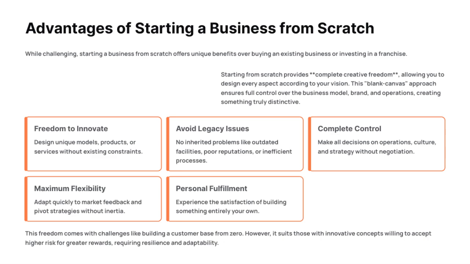You have the freedom to design unique models, products, or services without being constrained by existing frameworks. This complete creative freedom allows you to craft every aspect of your business according to your vision. When you start from zero, you have full control over the business model, the brand, and the operations. It's a blank canvas, giving you the chance to create something truly distinctive. While it's definitely challenging, starting from scratch offers some key advantages over buying an existing business or investing in a franchise. It's about building something that's truly your own, with all the flexibility and control that come with that.